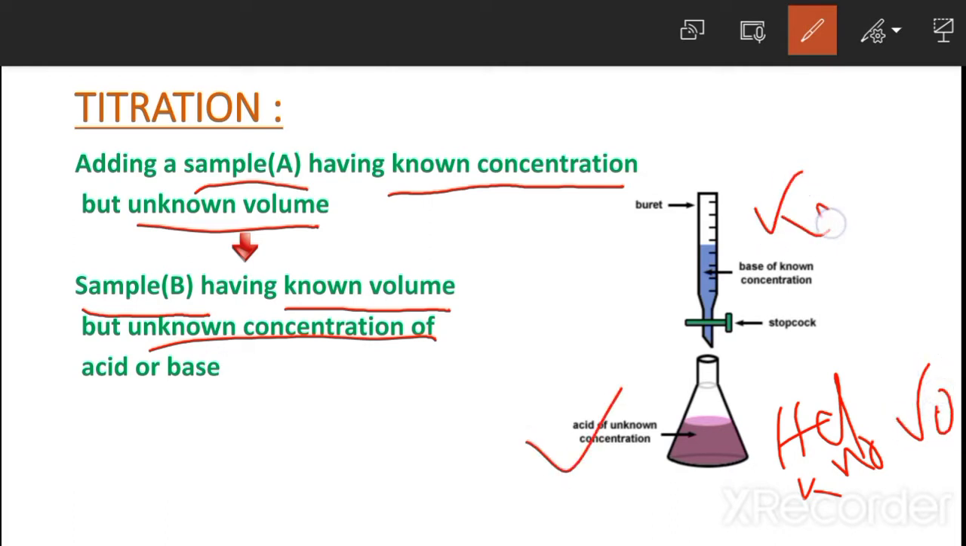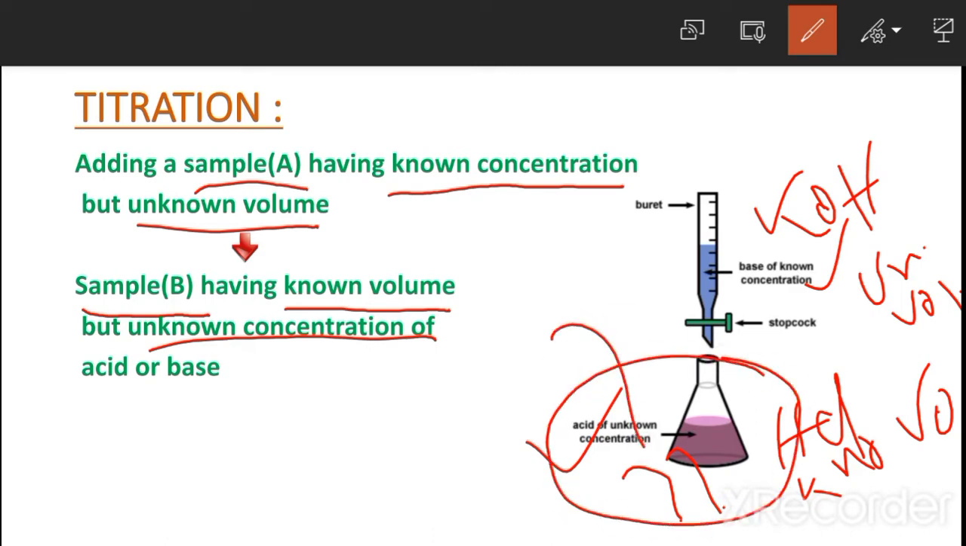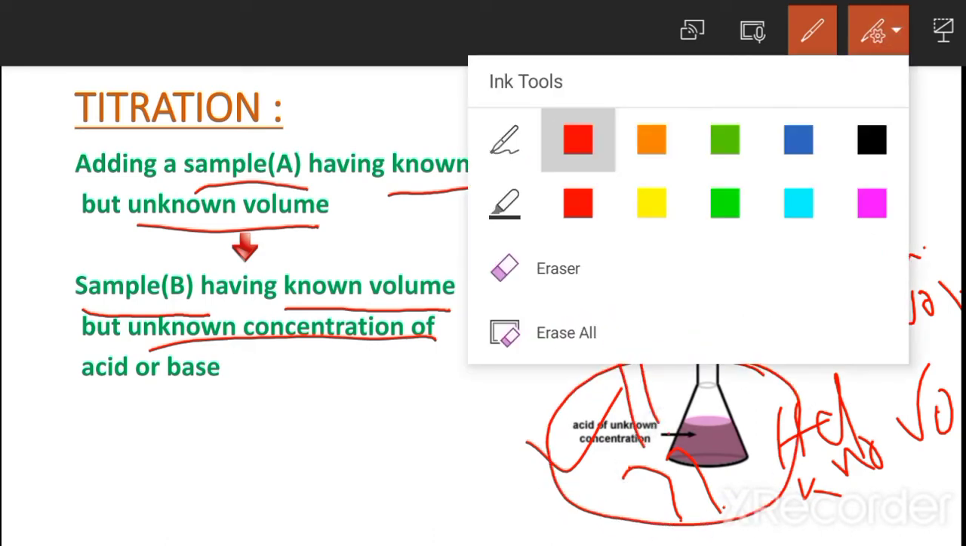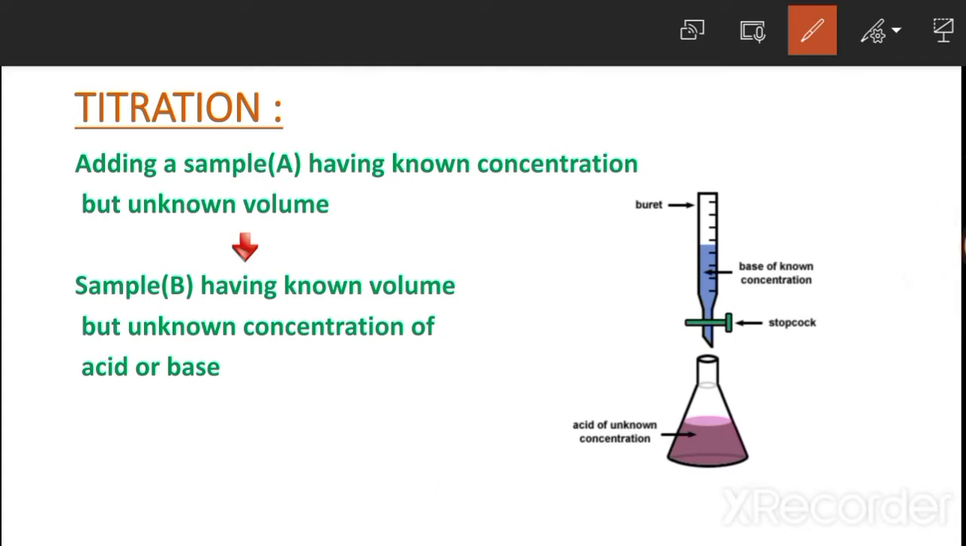And here is present KOH, that's known concentration but unknown volume. We want to know its concentration. What is its concentration? We don't know and we want to know it. That's why we slowly add KOH here, with known concentration, suppose 0.1 molar, and find the equivalence point.